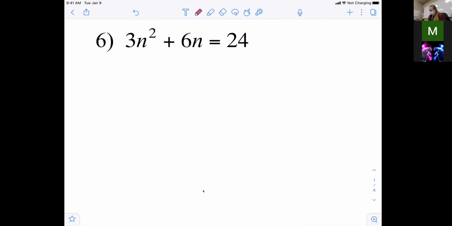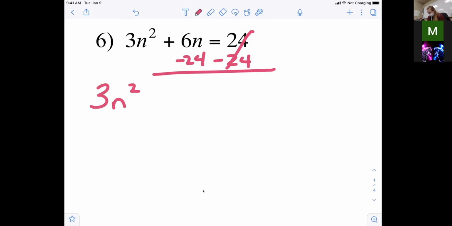Number 6, 3n squared plus 6n equals 24. I have to do something before I factor though. Does anyone know what I need to do first? Colin? Good, I have to get everything on one side. So one side has to go to 0, everything else is on the other side. So I'm gonna minus 24 from both sides. 3n squared plus 6n minus 24 equals 0.